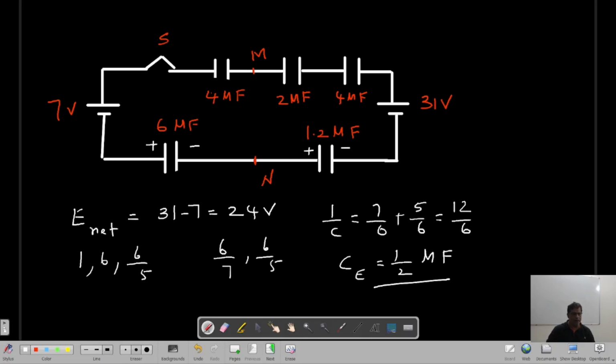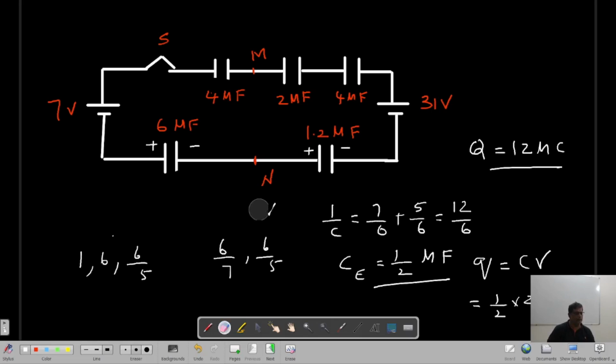So what is the charge flowing in the circuit? Q equal to CV. So this is equal to 1 by 2 into 24, which is equal to 12 microcoulomb. So the charge flowing in the circuit is 12 microcoulomb. Now let us apply Kirchhoff's voltage law between the points M and N.